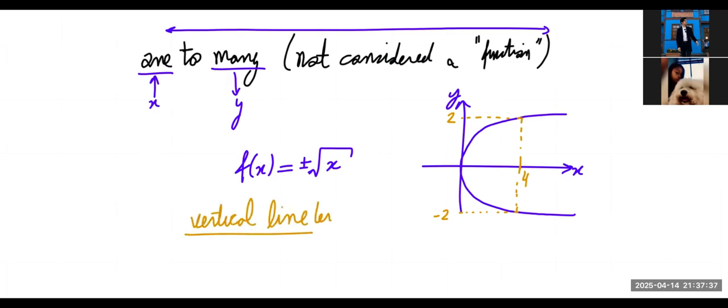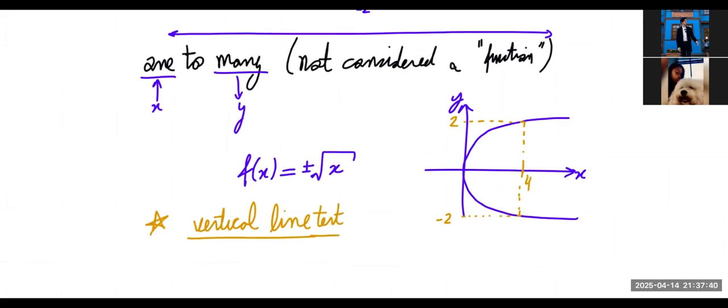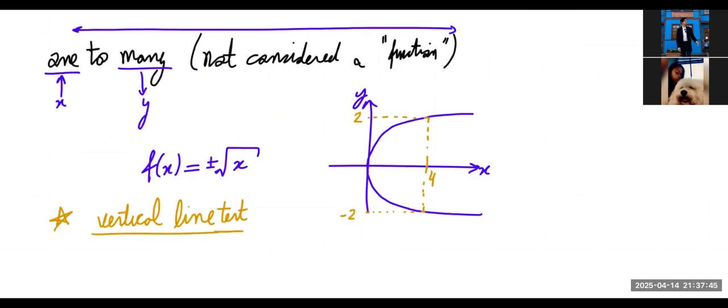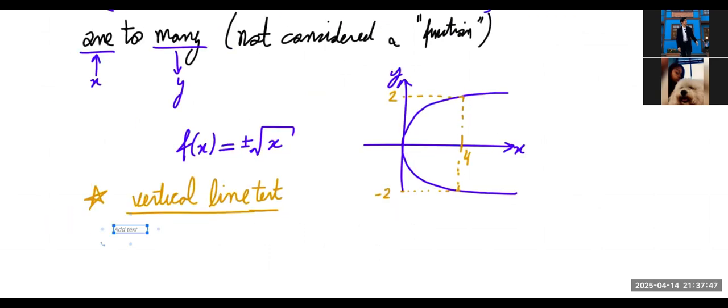The vertical line test, this is important by the way. If you want to forget this, go for it, but don't forget this guy. The vertical line test is, can you draw any vertical lines that cut the graph more than once? If you can, it is a one-to-many relationship, and therefore not a function.